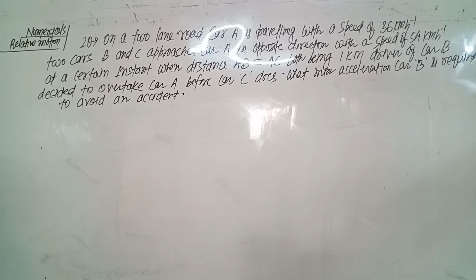So the question is, car A is traveling with a speed of 36 km per hour and there are two other cars B and C approaching in the opposite direction, and at a certain instant when the distance AB equals AC, which is 1 km, B decides to overtake A. So what minimum acceleration should B have to avoid an accident?